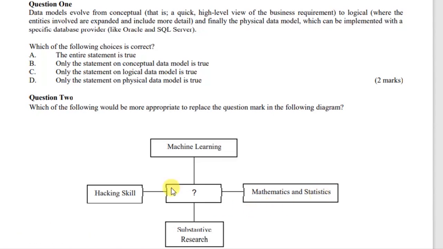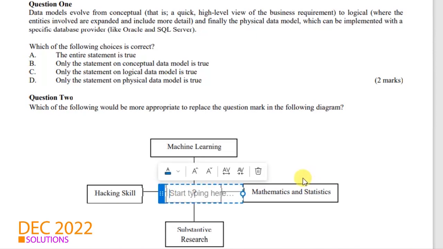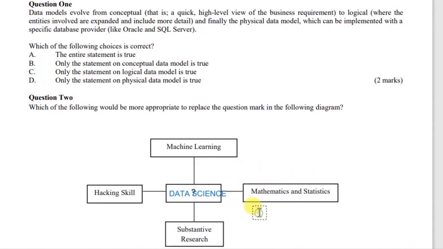The answer here is data science. So the most appropriate discipline to replace the question mark is data science.